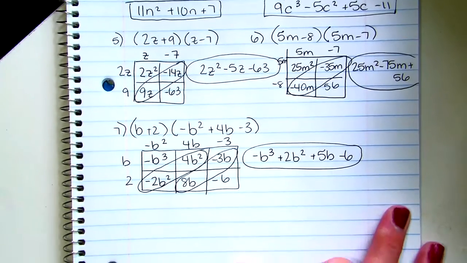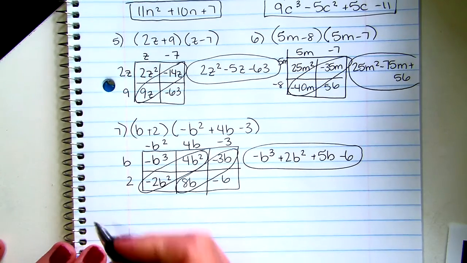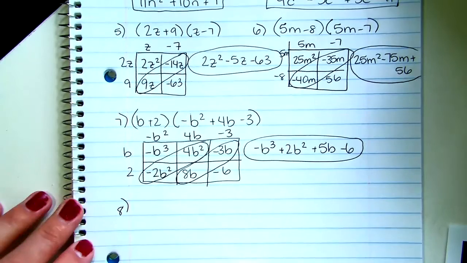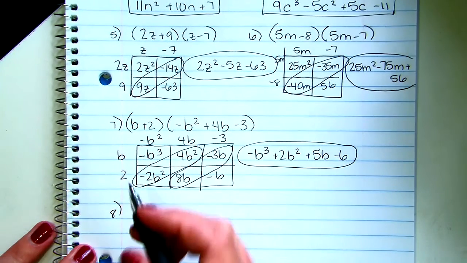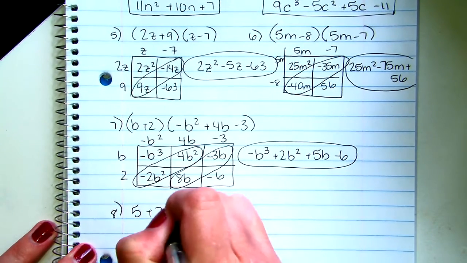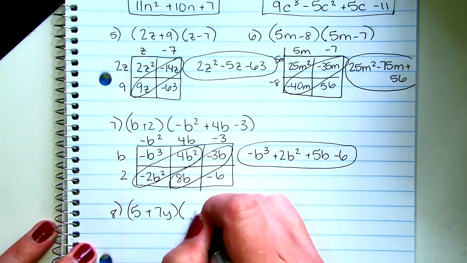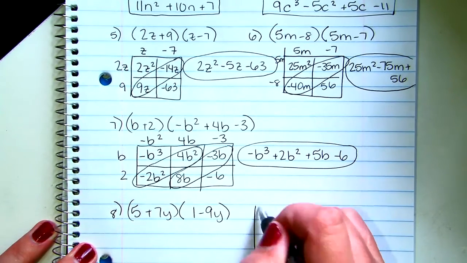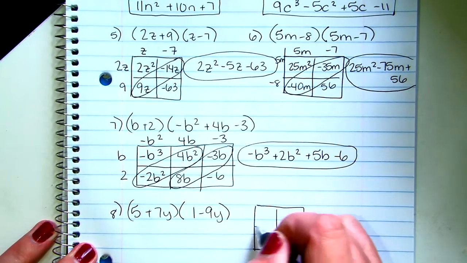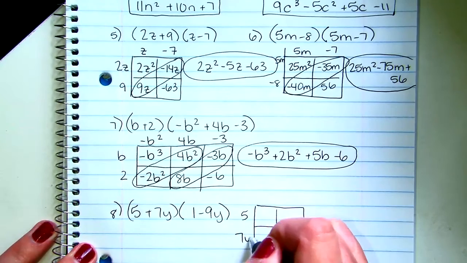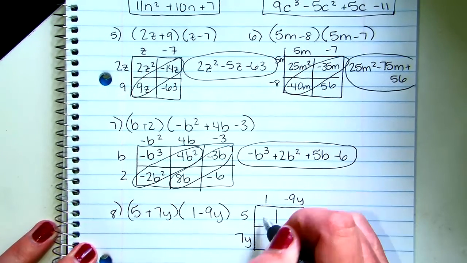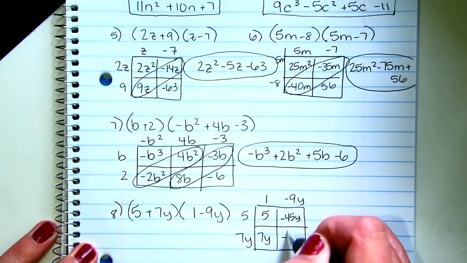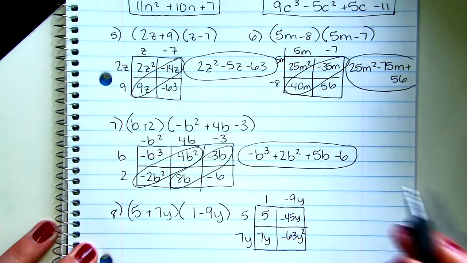Number 8. Number 8 says 5 plus 7y and 1 minus 9y. Once again, I'm going to set up the box. 5 and 7y, 1, negative 9y. I'm going to be able to combine my like terms here.